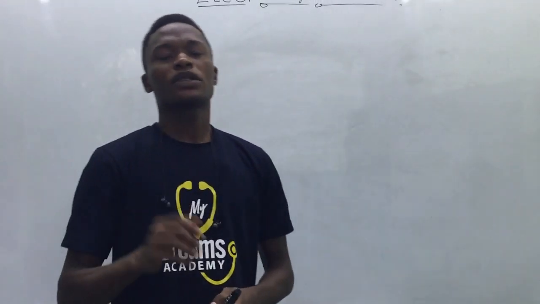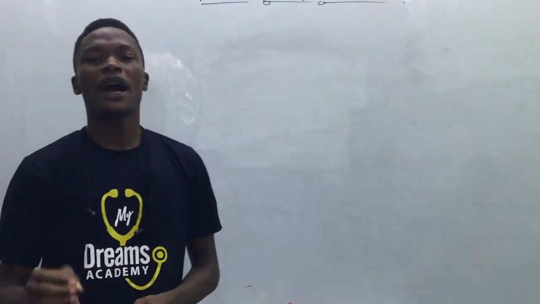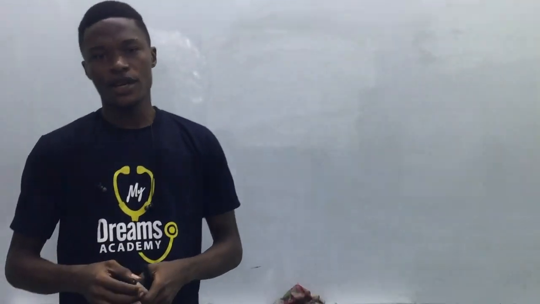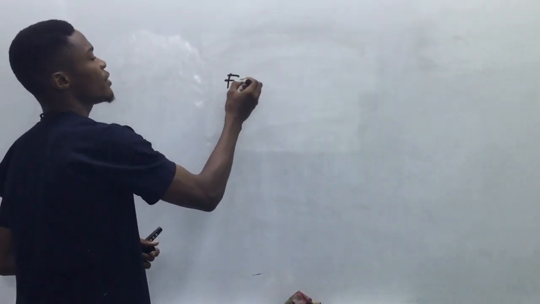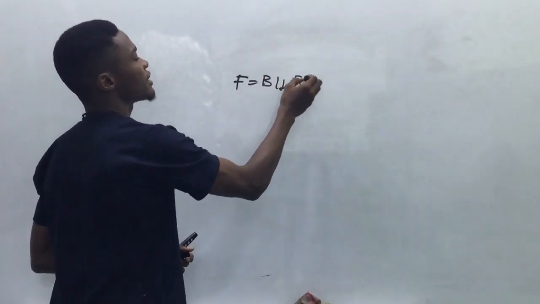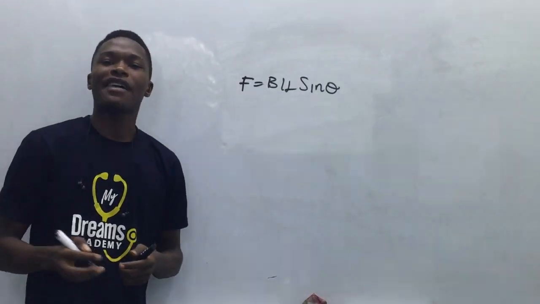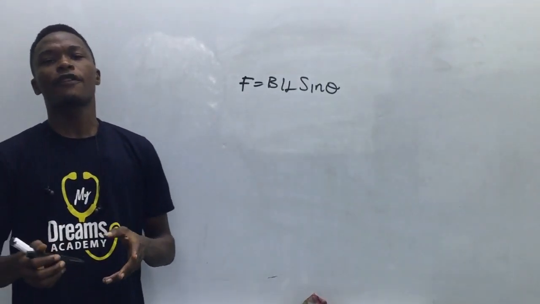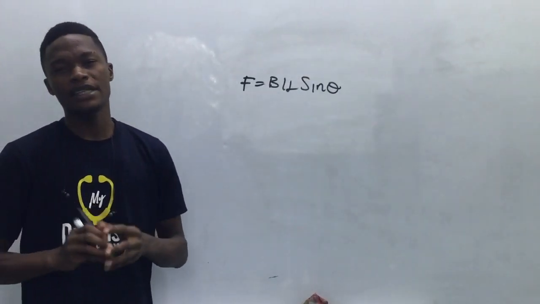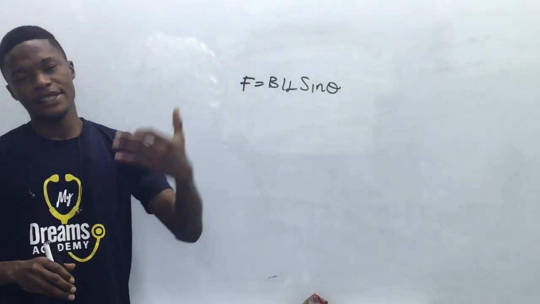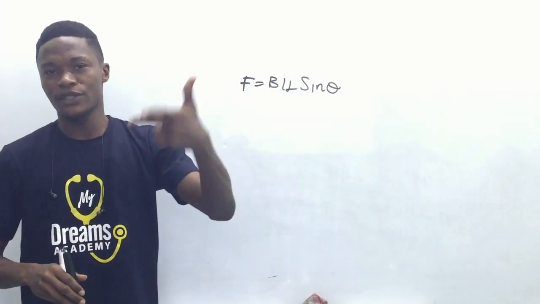We all know that forces are vector quantities, and by vector quantities, we mean quantities which have both magnitude and direction. We've talked about the magnitude of that force, which is given by the formula F equals BIL sine theta. Now we're going to talk about the direction of that force. The direction of that force can be obtained using what we call Fleming's left-hand rule.